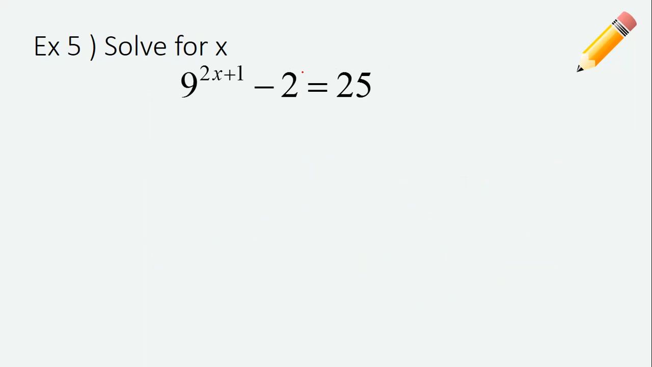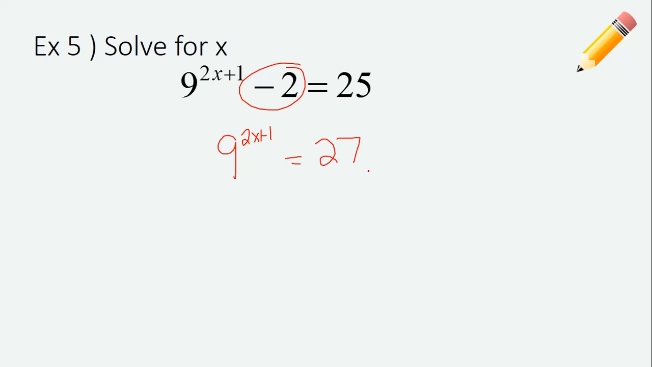So I got 9 to the 2x plus 1 minus 2 equals 25. Very first thing I notice, can't have that. It's kind of just hanging out there. It's like that lonely guy that's just hanging there. So let's get him to the other side. So I'm going to add him over. That's going to give me 27.